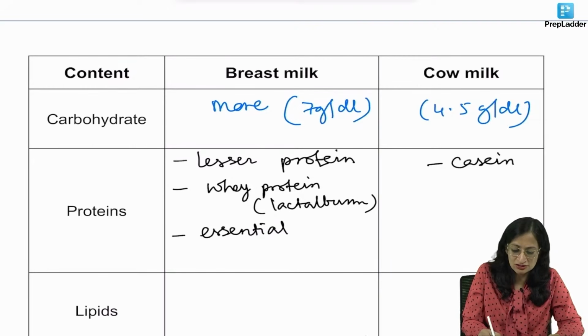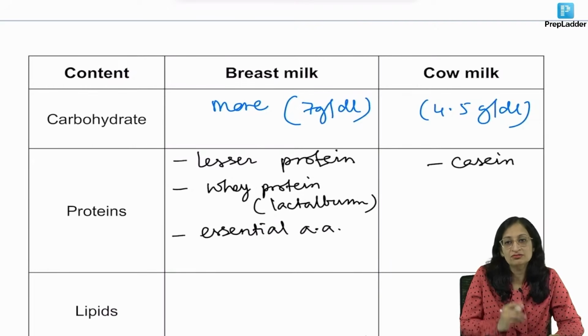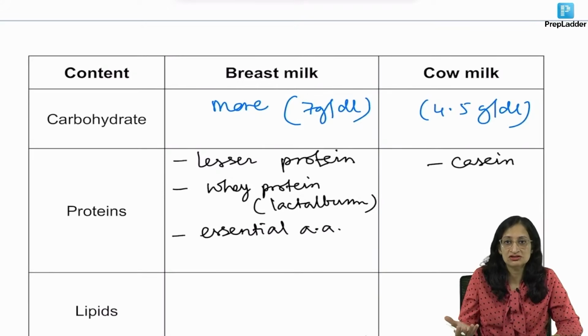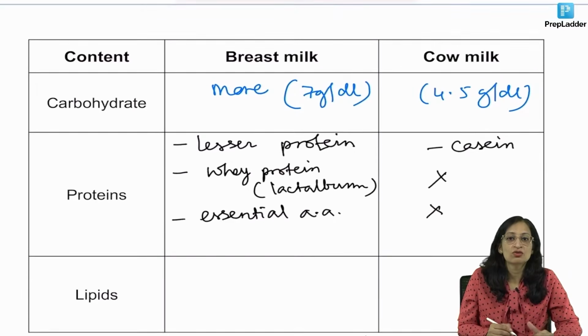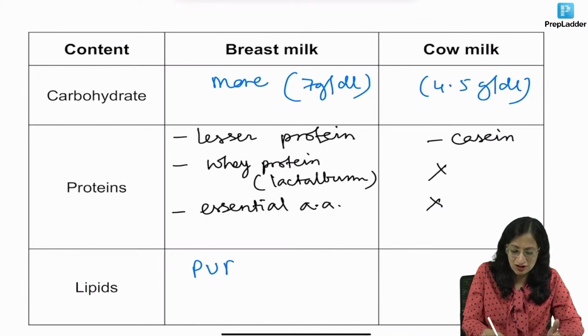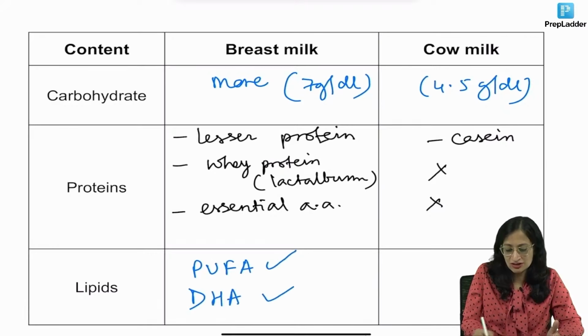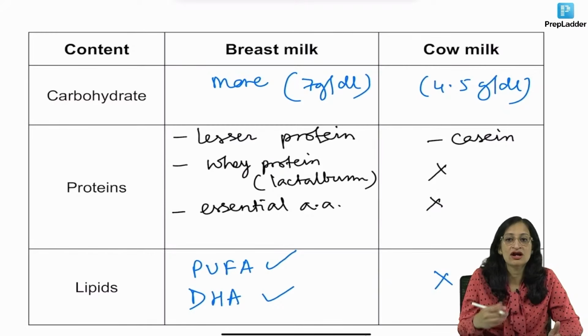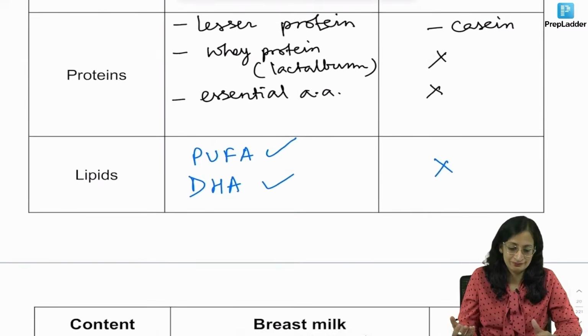Essential amino acids like cysteine, taurine, methionine, which are required for the CNS development of the baby, are not there in cow's milk, okay? What about lipids? Breast milk is richer in polyunsaturated fatty acids, PUFA, which are good for the baby, and DHA or docosahexaenoic acid, which is required for the CNS development of the baby, right?